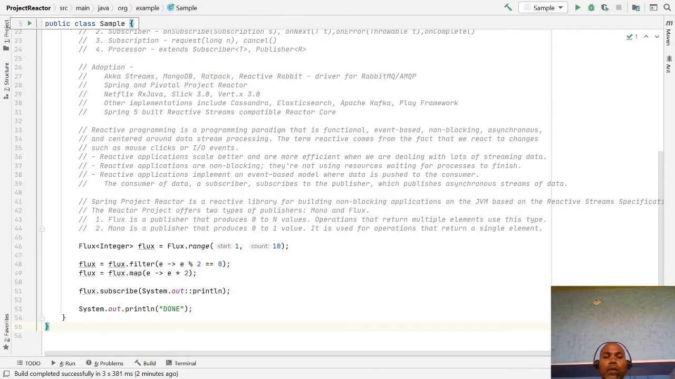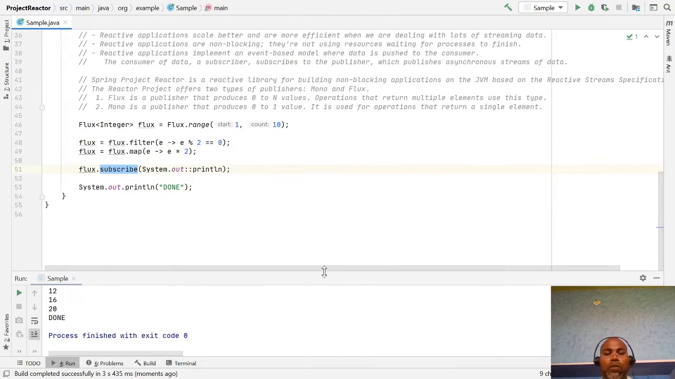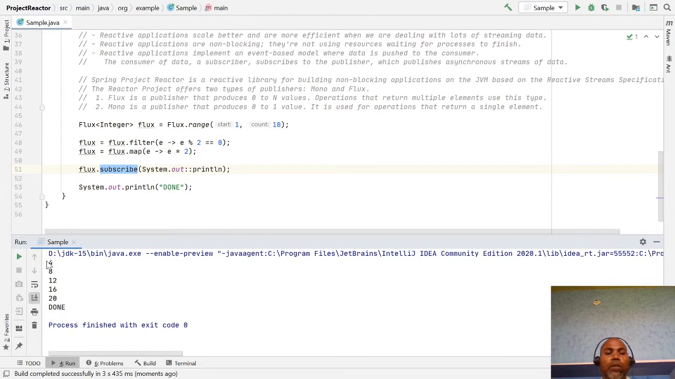Now here I apply subscribe, subscriber one. If you run it, notice that we are able to take all the even numbers between 1 to 10 and multiply by 2, meaning double of those even numbers, and we are getting it.